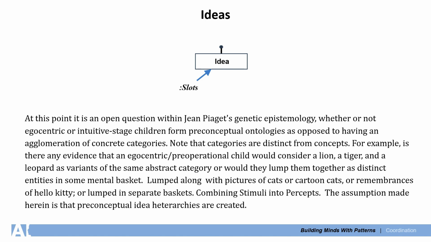At this point, it is an open question within Jean Piaget's genetic epistemology whether or not egocentric or intuitive stage children form preconceptual ontologies, as opposed to having an agglomeration of concrete categories. Note that categories are distinct from concepts. For example, is there any evidence that an egocentric or pre-operational child would consider a lion, a tiger, and a leopard as variants of the same abstract category, or would they lump them together as distinct entities in some mental basket? Lumped along with pictures of cats or cartoon cats or remembrances of Hello Kitty, or lumped in separate baskets, combining stimuli into percepts, the assumption made herein is that preconceptual idea hierarchies are initially created.